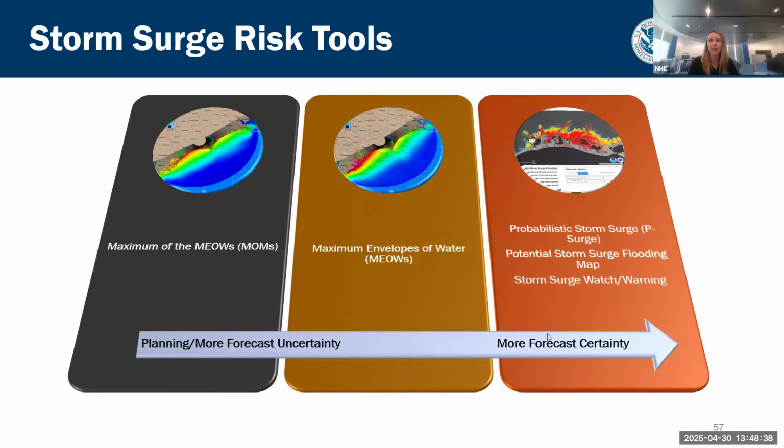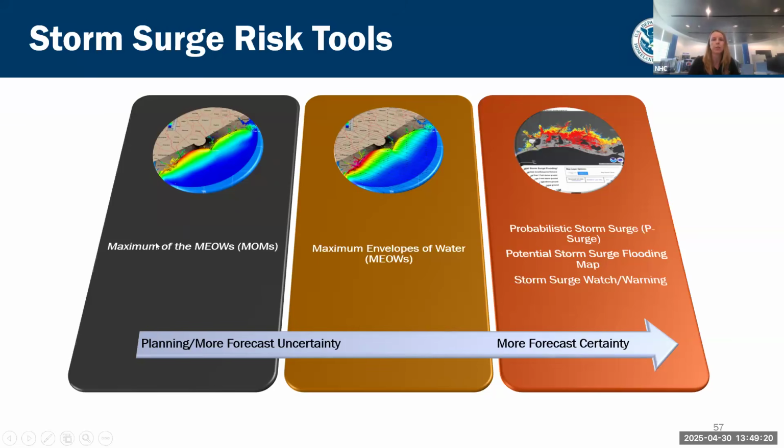So this is starting to get our feet wet into the risk tools that we offer here at the Hurricane Center. Over here, we have the black and the gold. These are our risk maps. You'll notice on the bottom, we have this arrow, and these black and gold tools represent the planning and more forecast uncertainty phase of the timeline. And so these risk maps have pretty silly names. They're called the MOMs, the Maximum of the MEOWs, and the MEOWs, which are the Maximum Envelopes of Water. So MOMs and MEOWs are what we call our risk maps.